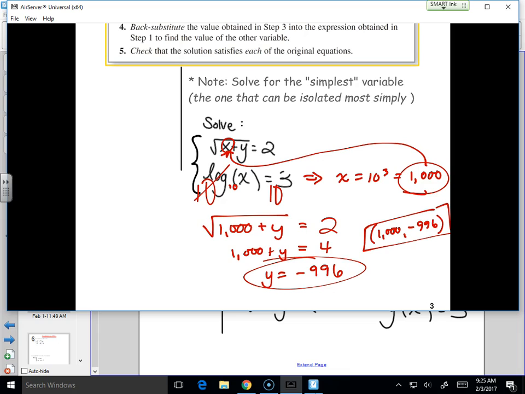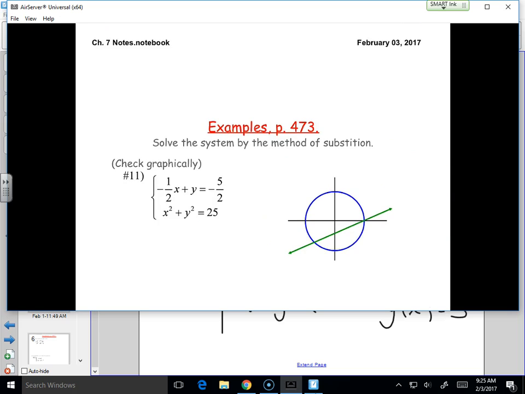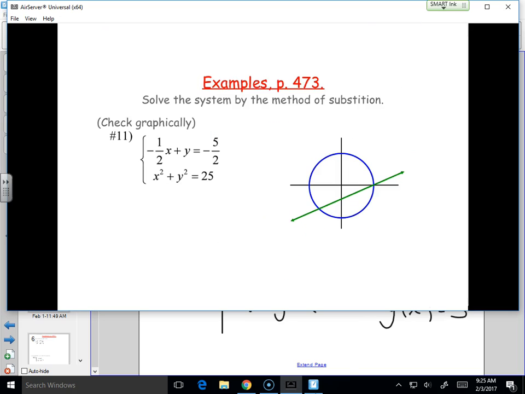Okay. So, what else is going on? Let's find some more interesting systems. What about this guy? Check graphically, but don't solve graphically. You're allowed to check by graphing and finding the intersection points, but how do we solve? Ideas.